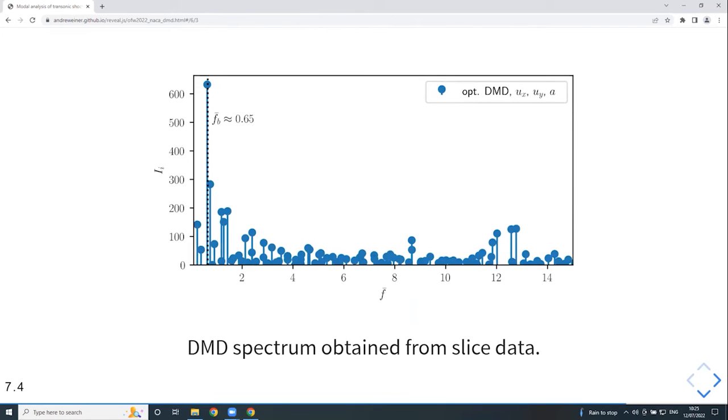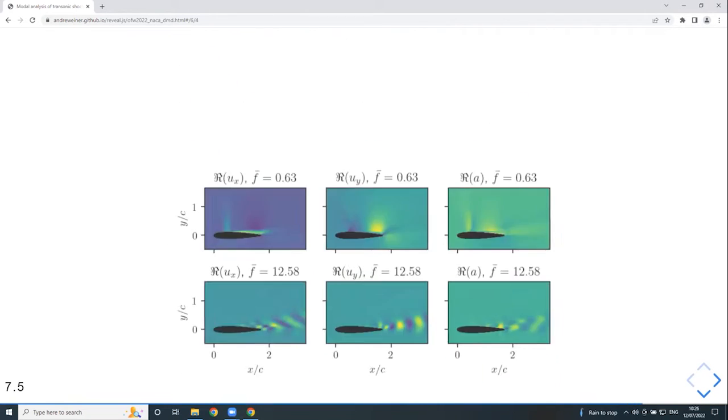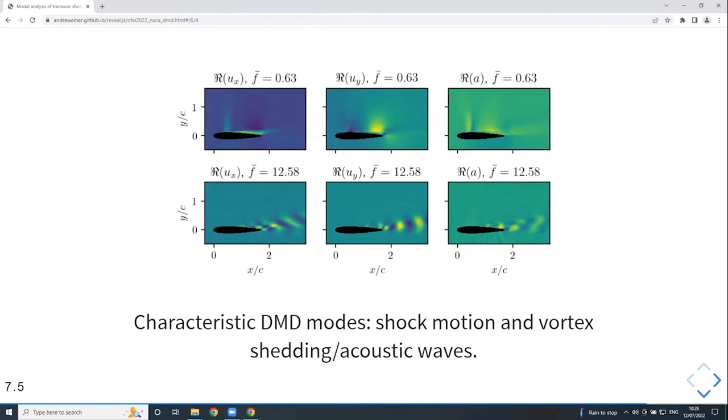Here is the spectrum, this time coming from the DMD. This tells you at which frequencies you have dominant DMD modes. You see there's the buffet frequency, but there are also some interesting frequencies over here, 8 and 12, which we already saw before. Here are just two selected modes. On the top row, you see the buffet mode, and below that, you see a vortex shedding mode. Very interestingly, you see these lamella-like structures.